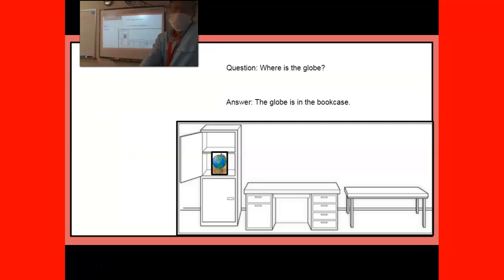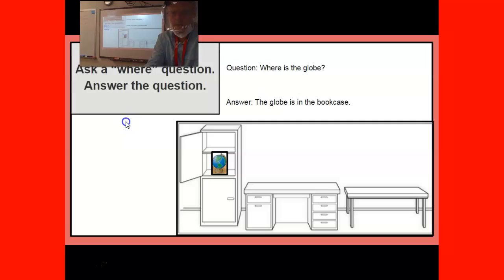Okay, so students online, check what you wrote. Make sure it's 100% correct. Where is the globe? The globe is in the bookcase. Okay? Remember, check those big letters out on the front. Question mark on the end. Big letter on the front, and a period on the statement. Okay? Very good. All right, here's another one.